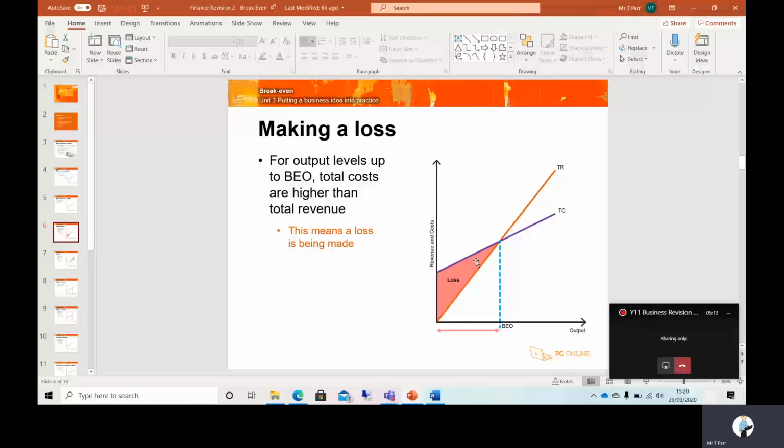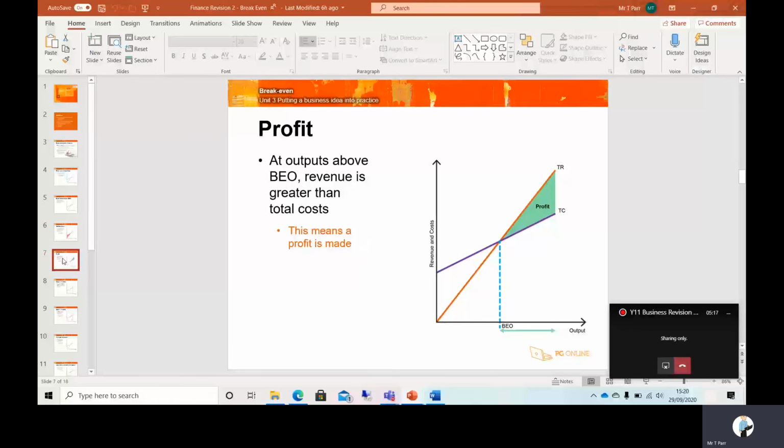This means a loss is being made. Conversely, on the other hand, this area here is your area of profit. You can see your profit, as we worked out last lesson, is your revenue take away your total costs. So it's the difference between the two. When your revenue is more than your total costs, you're going to make a profit. So if you were interpreting this diagram, you would see that as the area of profit.